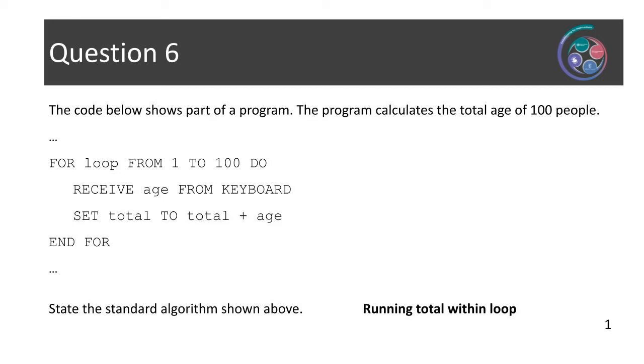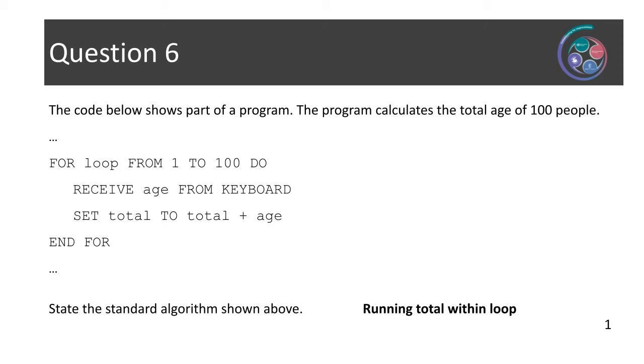Focusing in on the code, we can see here it says for loop from 1 to 100 do. So we know this is a fixed loop. If we're being asked for a standard algorithm, we're probably going to have the word loop within our answer. Looking at the code here, we can see we're receiving an age from the keyboard, and because it's in a fixed loop happening 100 times, we know we're going to receive 100 ages from the keyboard.